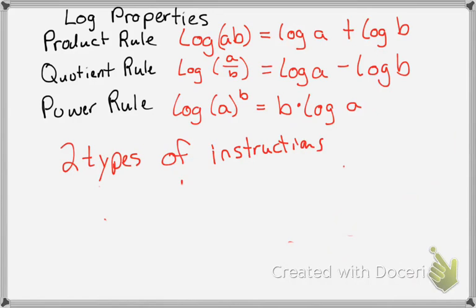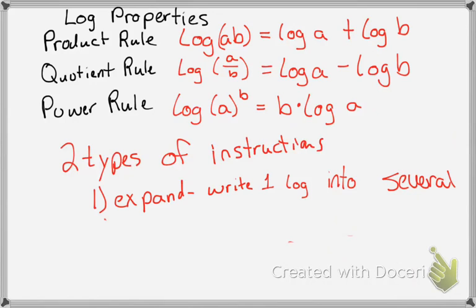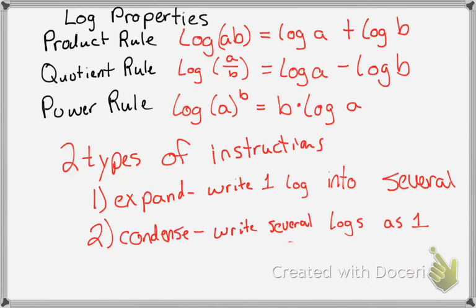Now there's 2 types of instructions that you're going to start seeing with these properties. The first is what we call expand. Expand, we're going to make the equation bigger. So we're going to be given one logarithm and be asked to rewrite it into several multiple logarithms. The second type of item that we're going to be able to see is instructions that tell us to condense. And this is where we take several logarithms and put them all together and make it smaller into only one logarithm. So it's kind of a work backwards.